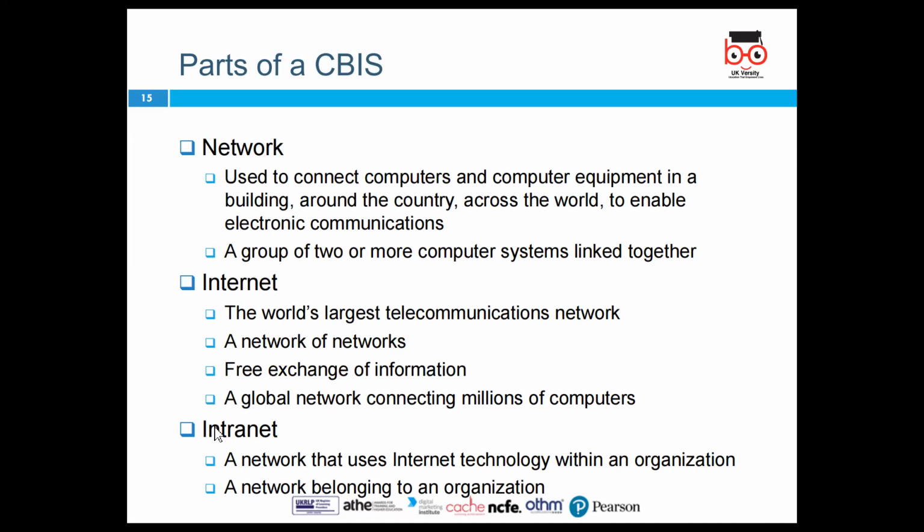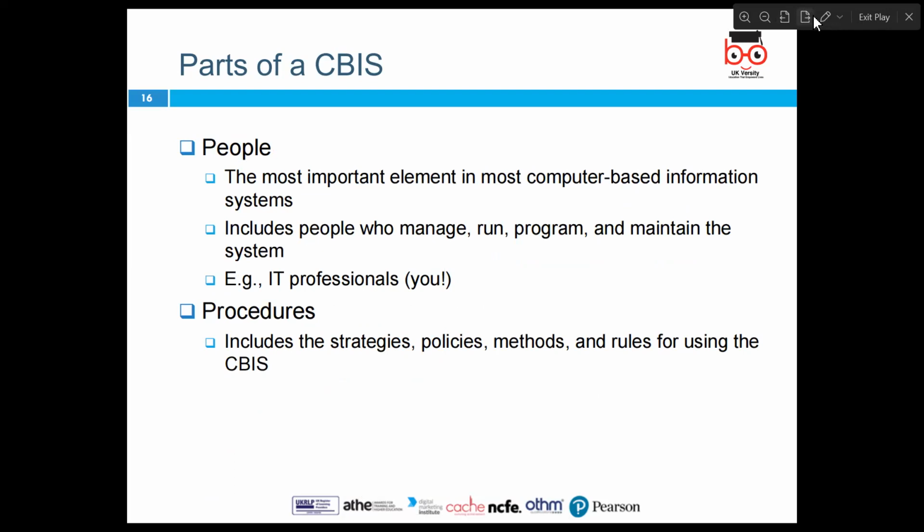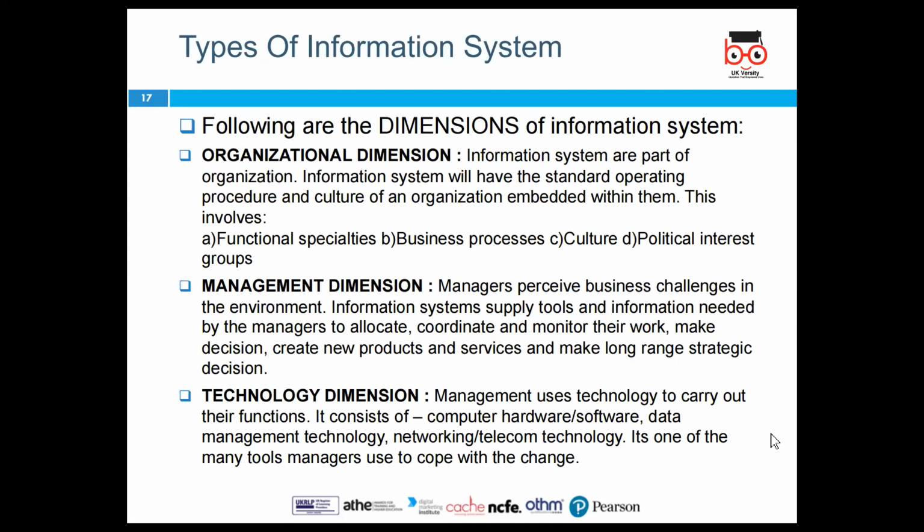While we also have an intranet, which is a closed system, a network that uses information technology within the organization. Then people, we know that they are the most important element in most computer-based information systems. This includes who manage, run, program, and maintain the system. And then we have procedure, which is simply the strategies and management in place in the company in order for them to work efficiently.